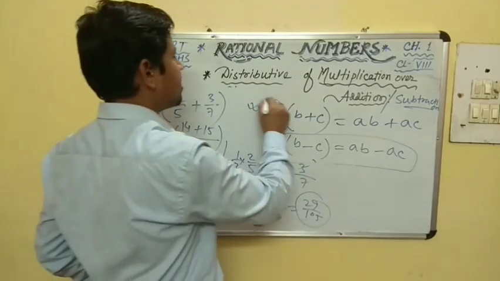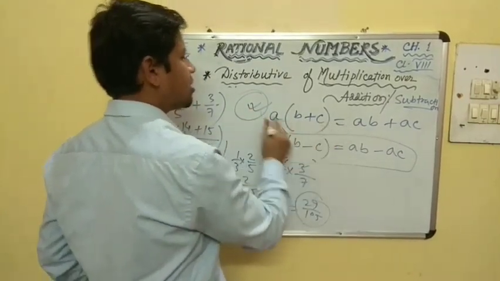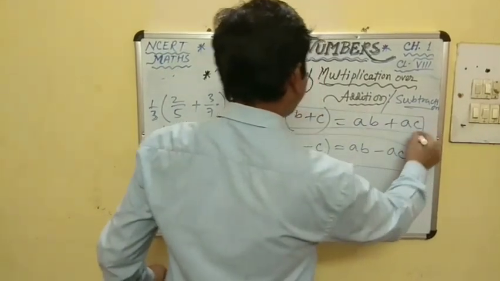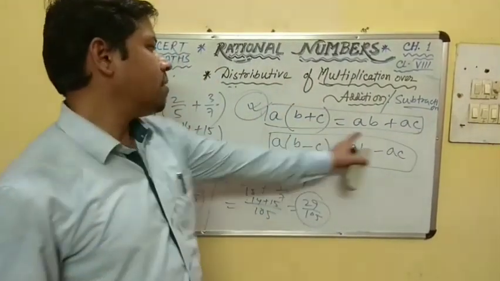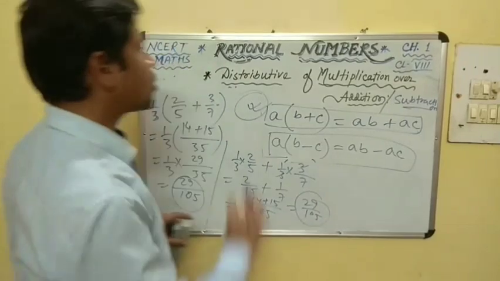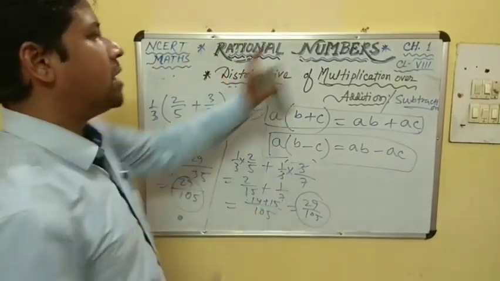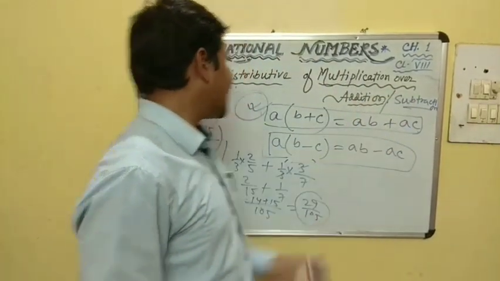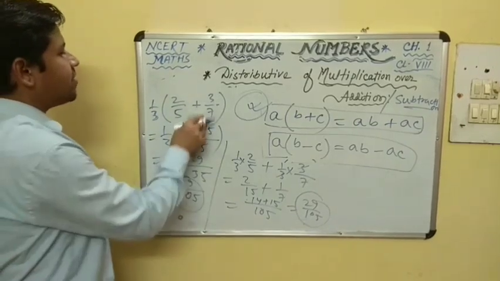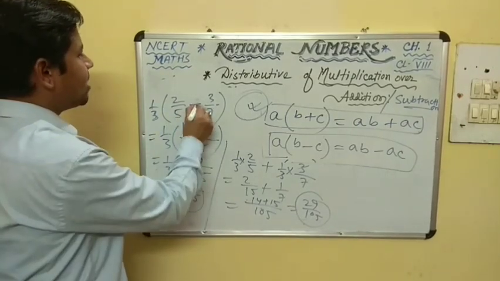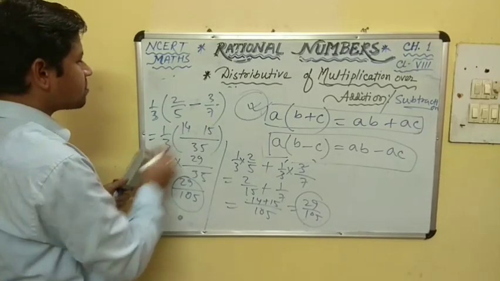So that's why we say that this condition is satisfied: when A is multiplied to B plus C, then AB plus AC will be the result. That is called the distributive property of multiplication over addition. In case of subtraction, if you give the negative sign here, then it will also become negative.